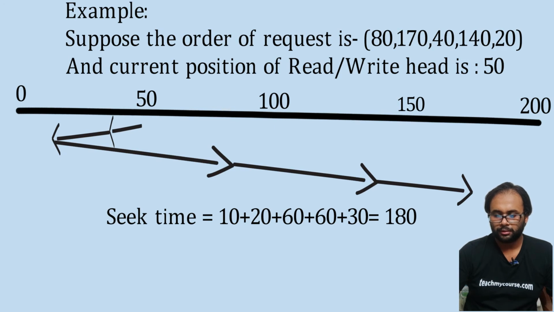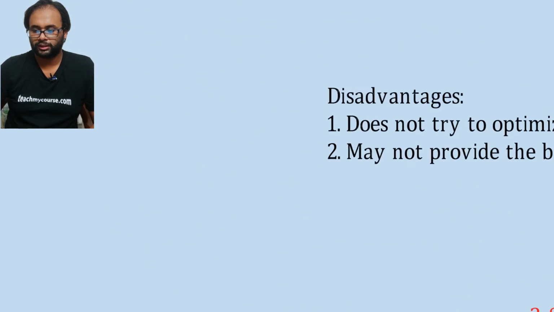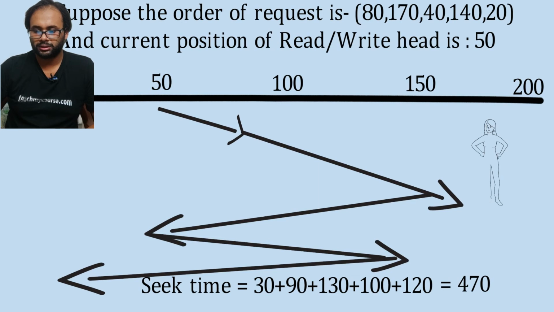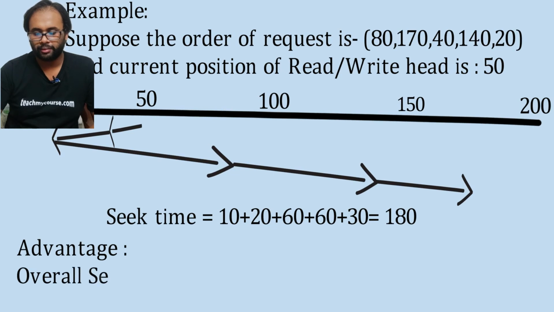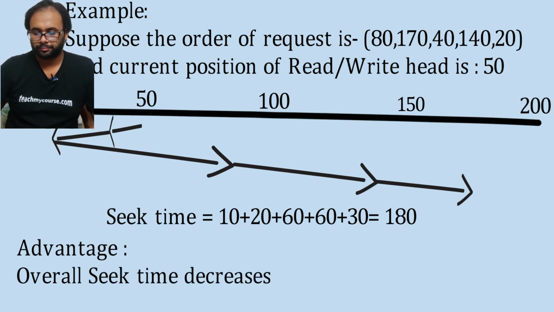It is quite simple. We are going from 50 to 40, so 10. Then 40 to 20, so 20. Then 20 to 80, so 60. Then 80 to 140, so 60. Then 140 to 170, so it is 30. So the total seek time is just 180. You can see the difference. In FCFS you saw the seek time as 470. You would be amazed to see how much the seek time has been reduced because of the scheduling algorithm. So the main advantage is the overall seek time decreases.